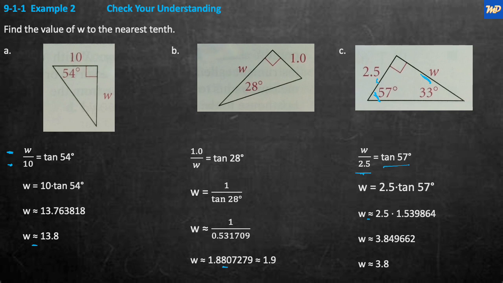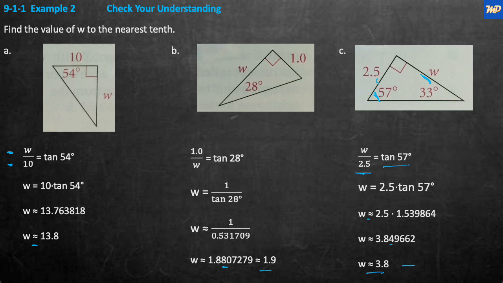Now you're going to round this to the tenths. The second digit here is a 4, so we're not rounding it up. It's still 3.8, that is our answer. So you have W is equal to 13.8, W is equal to 1.9, and W is equal to 3.8.